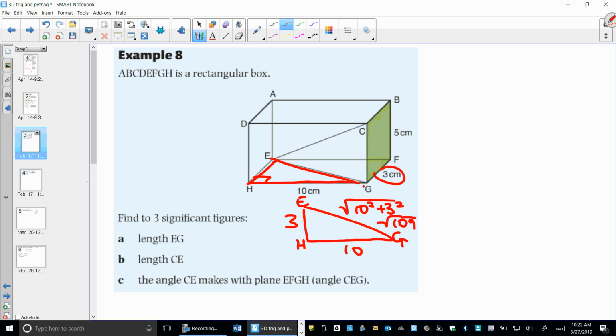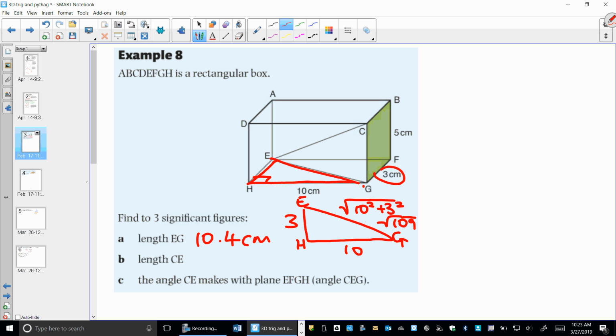So they want the answer to 3 s.f., so they would actually round that. So I would suggest if you need to use EG for another calculation, use the root 109 format. So do we know what that is to 3 s.f.? 10.4. So how much then? Centimeters.